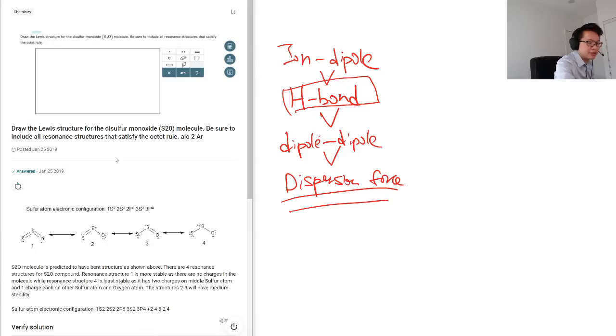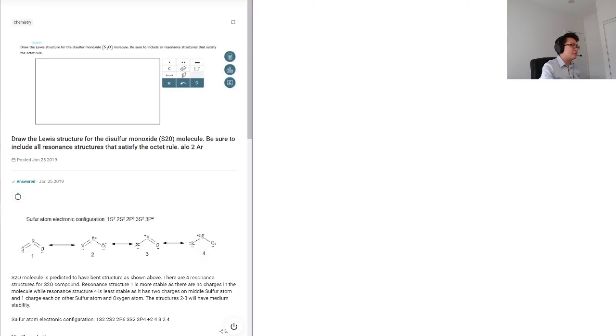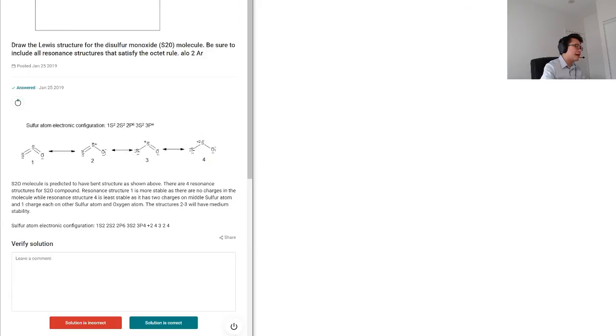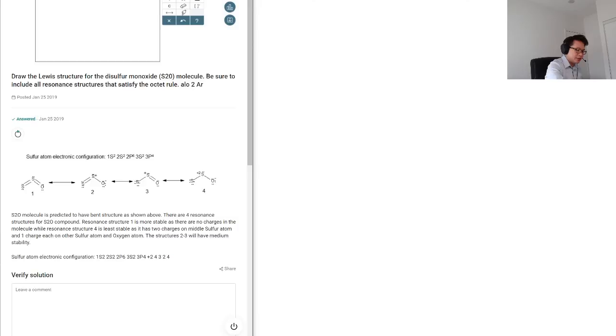Okay, so let's look at the last question of today. We have to draw the Lewis structure of disulfur monoxide, and be sure to include all the resonance structures that satisfy the octet rule. So first of all, we have disulfur monoxide, S2O.